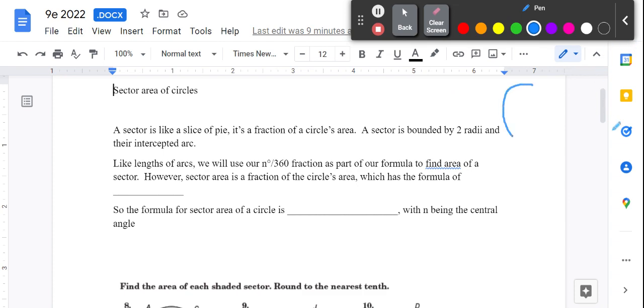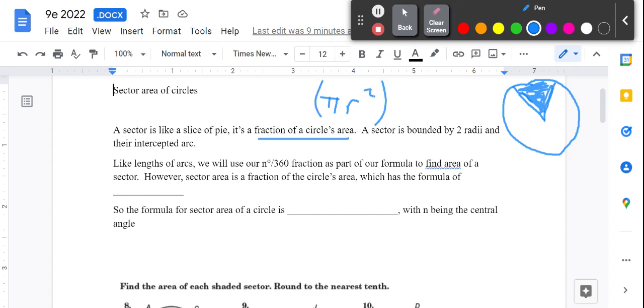If we have a circle and we just want to find part of the area, let's say we have a slice of this pie right here, and we want to find that area. This area is a fraction of the circle's area. We know that the area for a circle is pi r squared, so it's going to be a fraction of pi r squared.